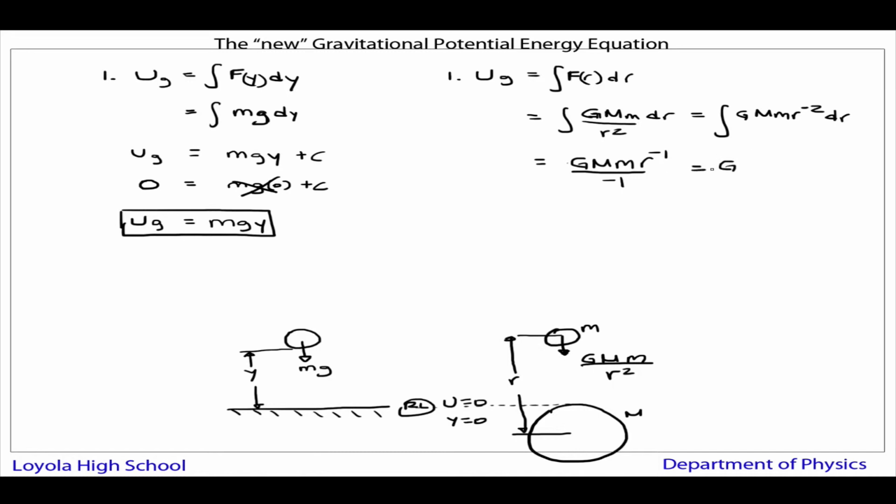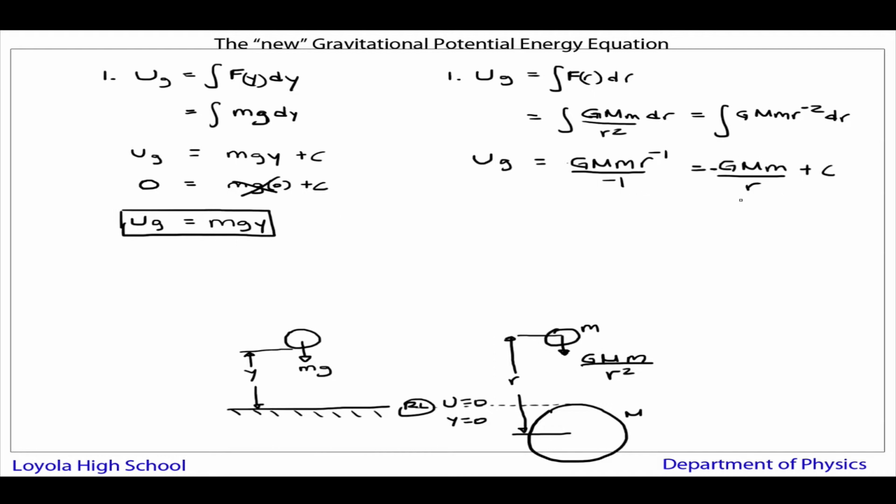G minus GMm over r plus our constant. Okay, so what's this constant when you're dealing with this form here? Well, the whole argument was that we want to find out where potential energy is 0. So that happened to be when we're on the ground level. When y is 0, that gives us 0 gravitational potential energy.